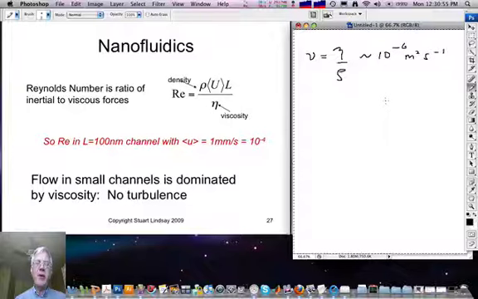So with this value and a velocity value for u of about a millimeter per second and L equal to 100 nanometers, one obtains a Reynolds number of about 10 to the minus 4. Thus flow is entirely dominated by viscous forces. It is completely laminar. There is never any turbulence in nanochannels, and in fact this is a problem for nanofluidic devices because mixing by stirring, i.e. generating turbulence, is no longer possible.